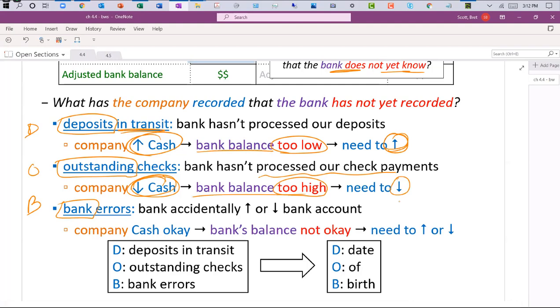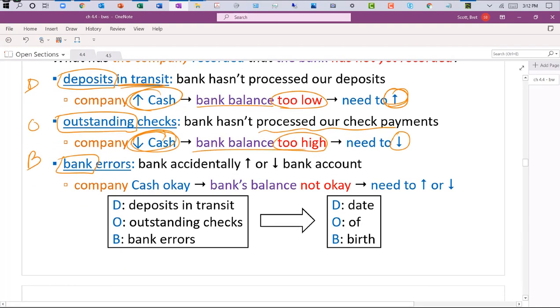Finally, there's bank errors. You don't see them too much. Sometimes they give us too much, sometimes they give us too little. Trust that the bank is going to figure that out and fix it, but it may be about a month before that even happens. In the meantime, we may need to make an adjustment up or down for any type of temporary bank error. Overall, you get DOB: deposits in transit, outstanding checks, bank errors.